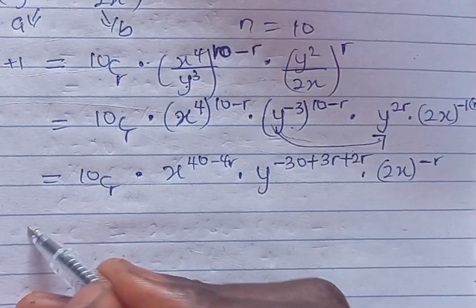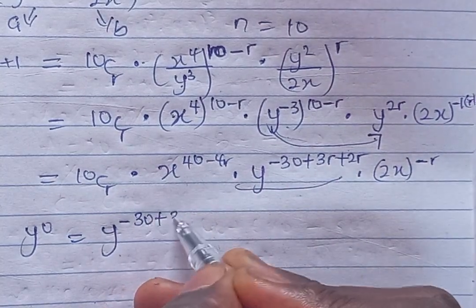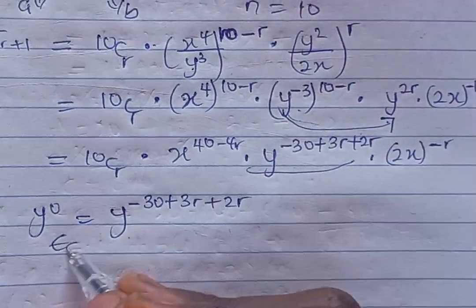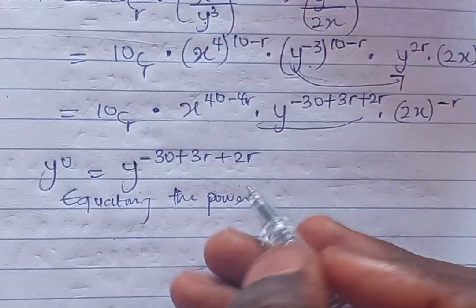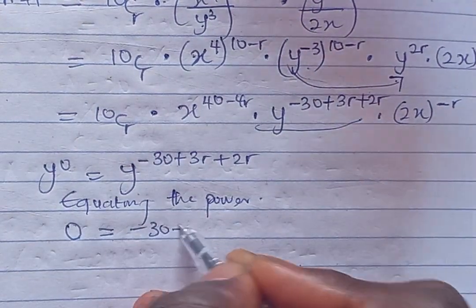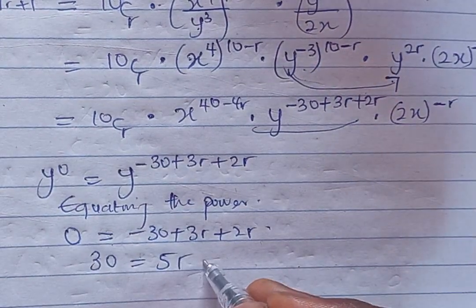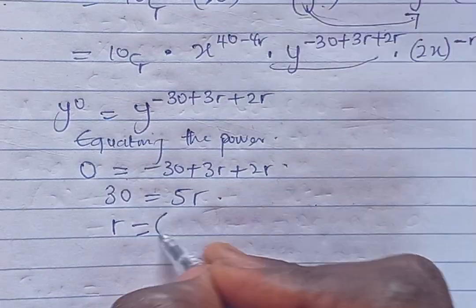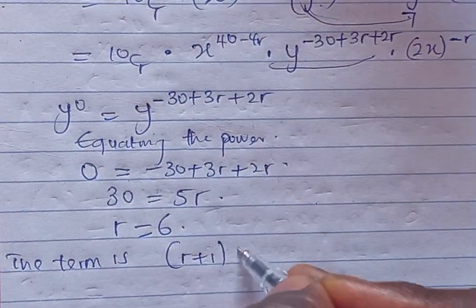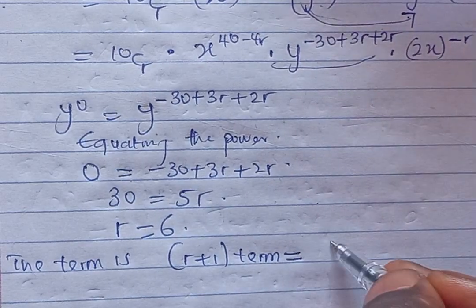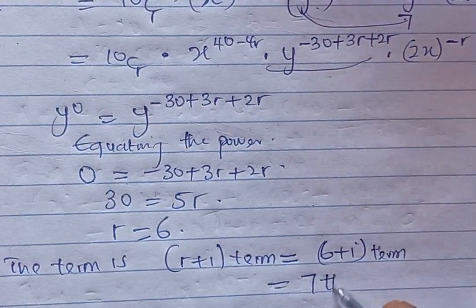Okay, now I can say that equating the coefficients, because we are looking for y raised to power 0, so it means y raised to power 0 is equal to the same thing as this y, minus 30 plus 3r plus 2r. So equating the power, you are going to get 0 is equal to minus 30 plus 3r plus 2r. So which means 30 is equal to 5r. Okay? And your r will be equal to 6. So the term now is the r plus 1 term, which is 6 plus 1 term, and that was the 7th term.